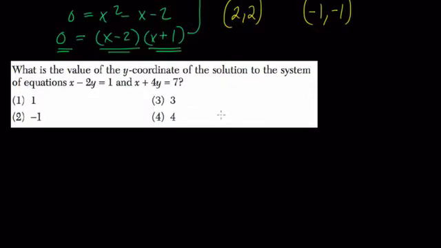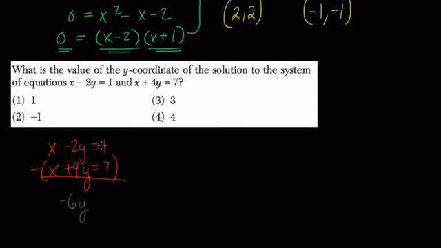What is the value of the y-coordinate of the solution to the system x minus 2y equals 1 and x plus 4y equals 7? Two lines are going to meet once, so we want to find when they meet. If we subtract these two equations, watch how nice this is now. x minus x is 0. Negative 2y minus 4y is negative 6y. And 1 minus 7 is negative 6, right? So then if we solve for y here, y is going to equal what? Well, divide both sides by negative 6.